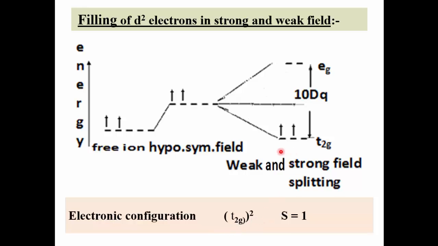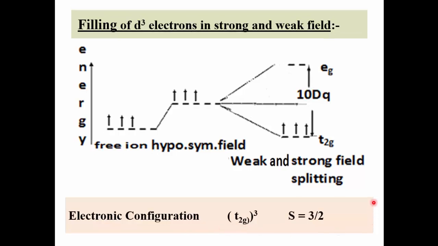In the t2g orbital, there are two electrons with spin half plus half, so it becomes 1. The spin for this electron configuration, for both strong and weak field, is 1. So for strong and weak field, for d2 electrons, the electronic configuration is t2g2. Then see, this is for d3. d3 electrons in strong and weak field. The diagram remains the same. The energy increases in this way.